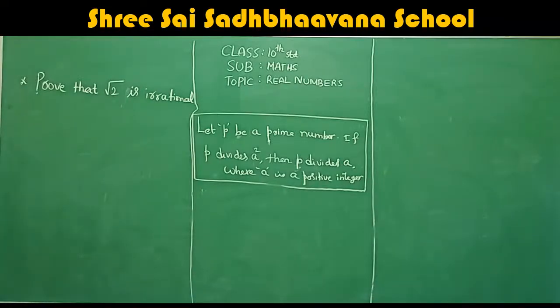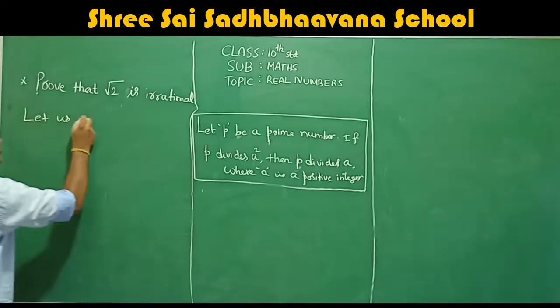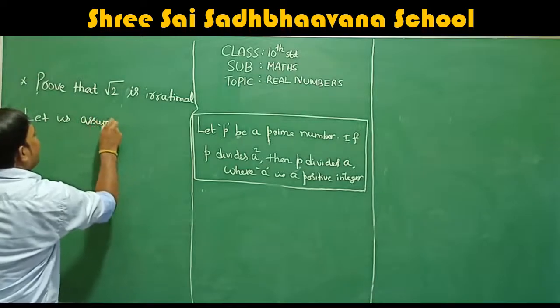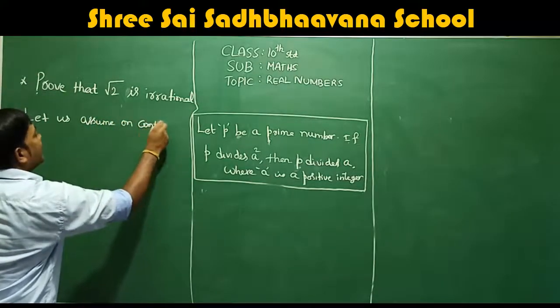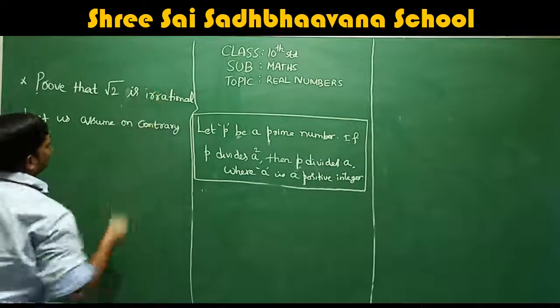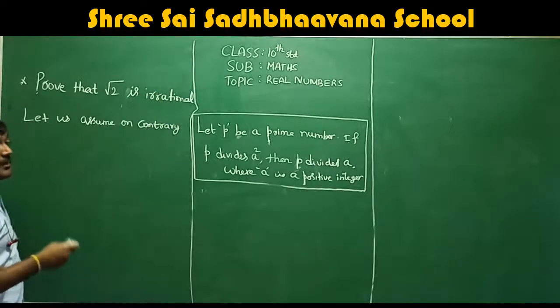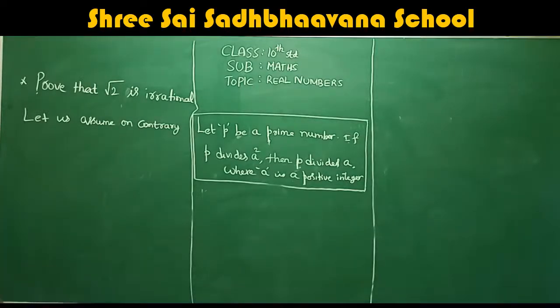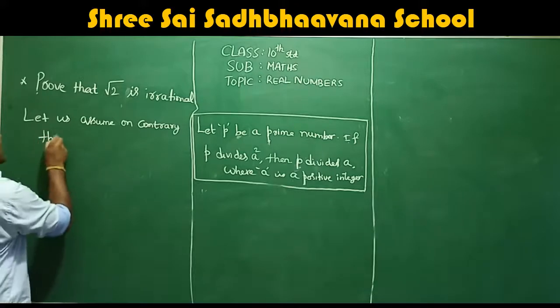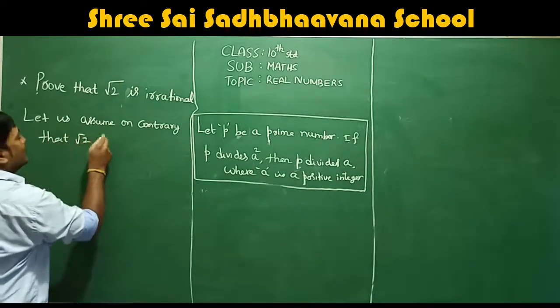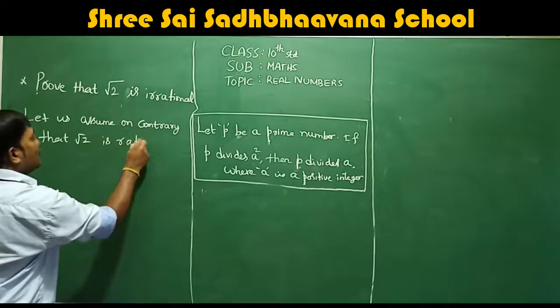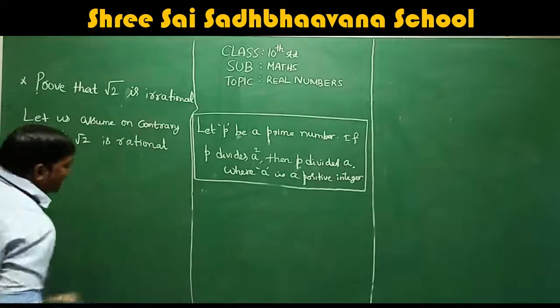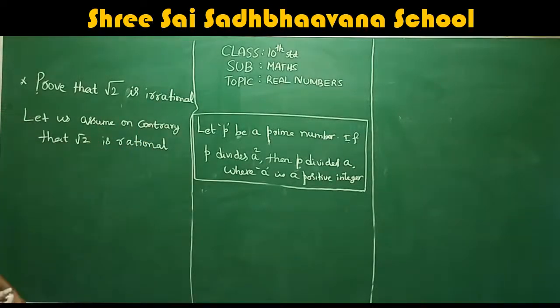Okay, before going to that, let us assume on contrary. These steps are very important. Contrary in the sense opposite to the statement. The statement is root 2 is irrational, but my assumption is opposite to that. Let us assume on contrary that root 2 is rational. I assume that root 2 is a rational number. Actually, we have to prove that root 2 is an irrational number, but we are assuming root 2 as a rational number.